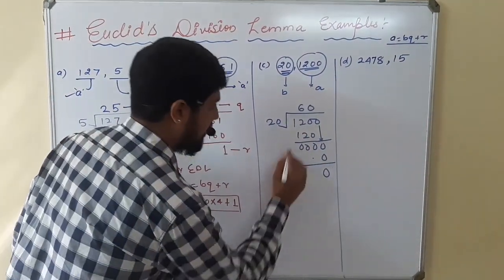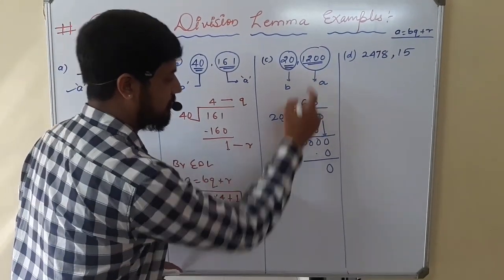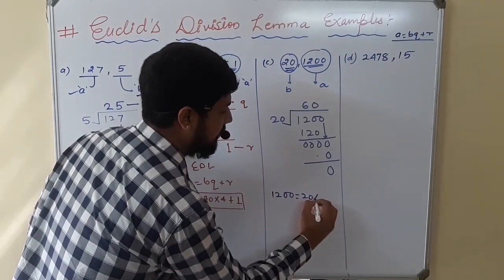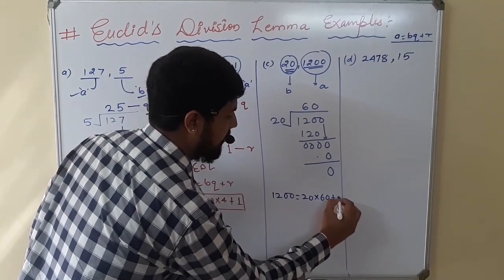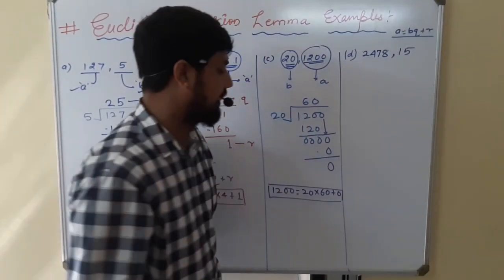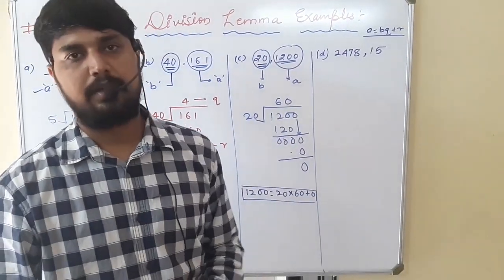So again, we will express it with the help of Euclid division lemma. a is equal to bq plus r. So the value of a in this question, 1200 is equal to 20 into 60 plus 0. So this is the relationship between 1200 and 20 with the help of Euclid division lemma.